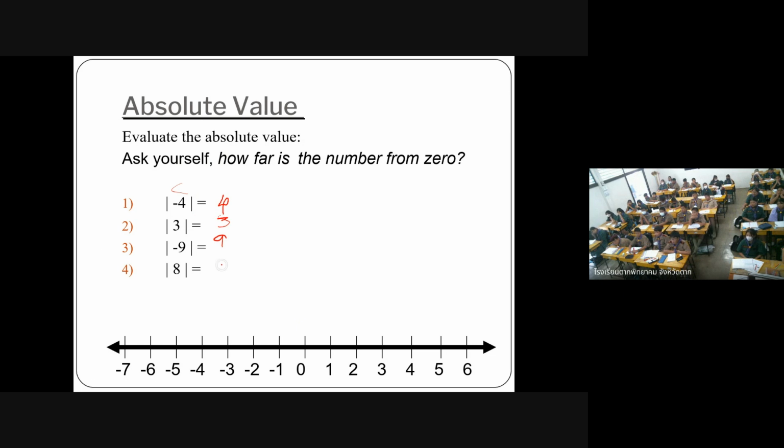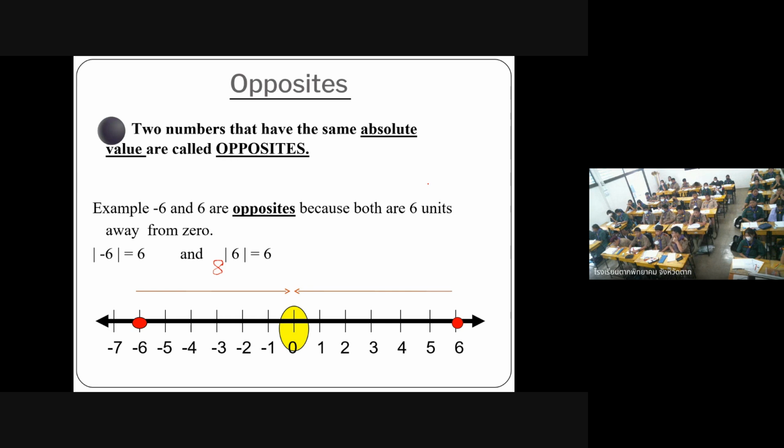What is the absolute value of 8? It is 8. No, it's never negative, okay? The answer should always be positive. If the number is positive, the answer is the same. But if the number is negative, make it positive. Okay? Next, opposite numbers. What does opposite mean?